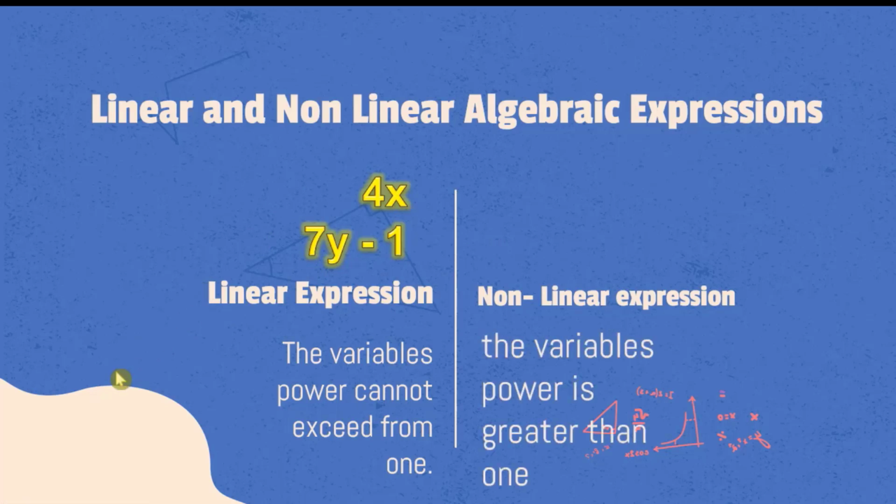Non-linear expressions. The variable power is greater than 1. In non-linear expressions, the power will be greater than 1. For example, 2x square. You can see a square here. So whenever the power exceeds 1, it means that expression is not linear, but that is a non-linear expression. For example, 3y cubed plus 2. Here the power of a variable is 3. That means it's a non-linear expression. So this is the difference between linear and non-linear algebraic expressions. In this tutorial video, you are going to deal with linear expressions.